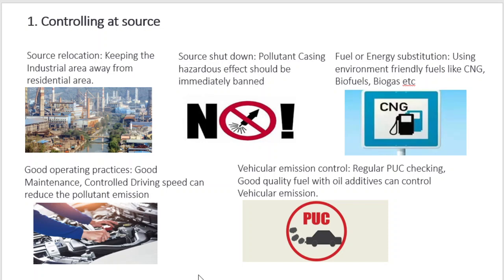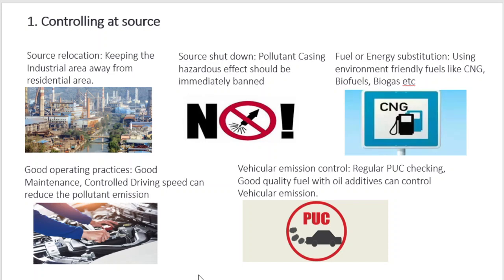For that, our Indian government is implementing different kinds of plans. That is, they banned BS4 vehicles at an earlier stage. Now, in India, only BS6 vehicles can be sold. Good operating practices, good maintenance, and controlled driving speed can reduce the pollutant emissions. This comes under the automobile sector.